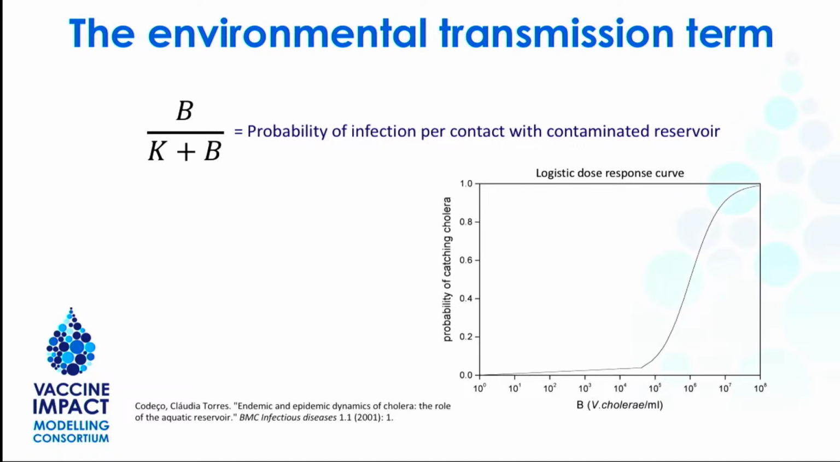What does it look like? Well, as we look at different concentrations of cholera, so number of bacteria per milliliter, and as that concentration increases, your probability of catching cholera given you come into contact with the environment increases, but not linearly. We've got a slow increase initially, then it ramps up, and then it approaches 1. So we've got a logistic dose-response curve for the probability of infection given contact. Okay.